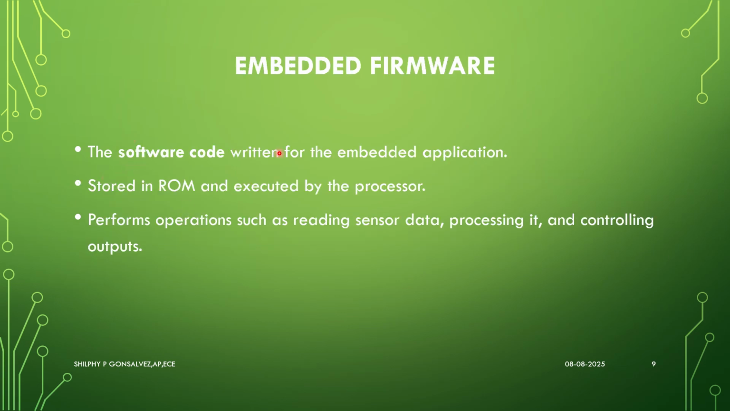Then comes the embedded firmware. It is the software code which is written for the embedded application, stored in the ROM memory and executed by the processor. It also performs operations such as reading sensor data, processing it, and controlling the output.